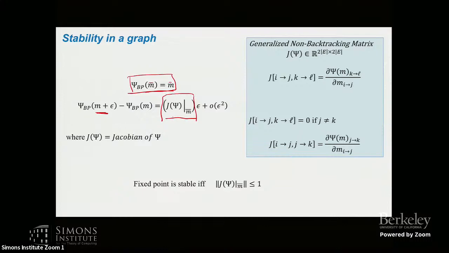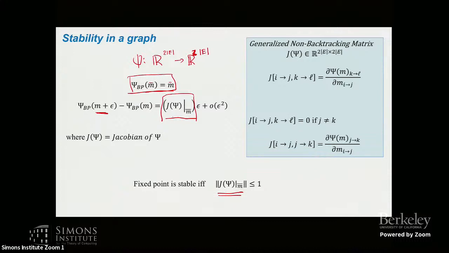So note that psi is a map from R^{2E} to R^{2E}. It's a multivariate function that takes 2 times E variables and gives out 2 times E variables. And you can write down its Jacobian, which is the matrix of partial derivatives. And then, standard calculus: the fixed point is stable if and only if the spectral norm of this matrix is less than 1.